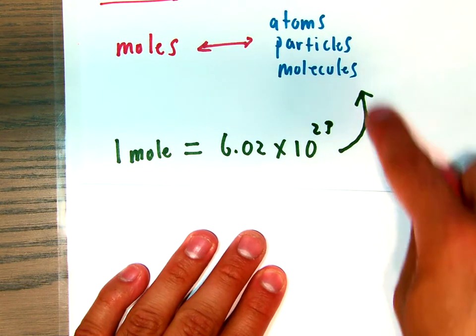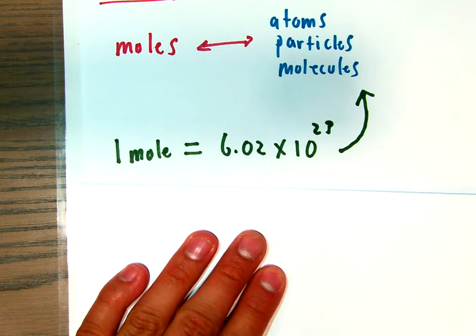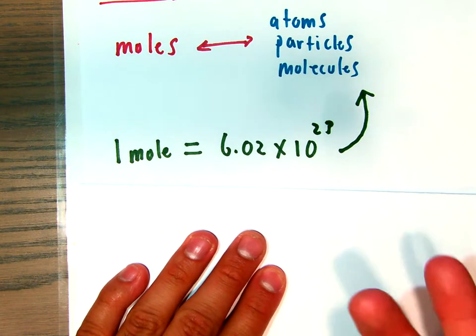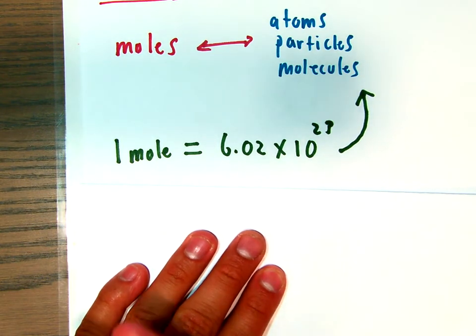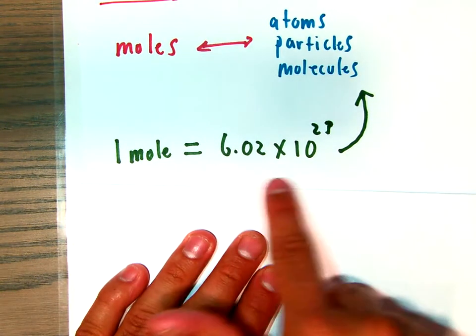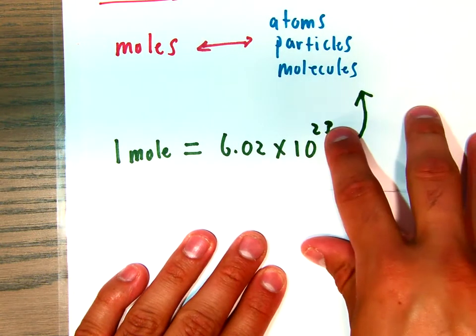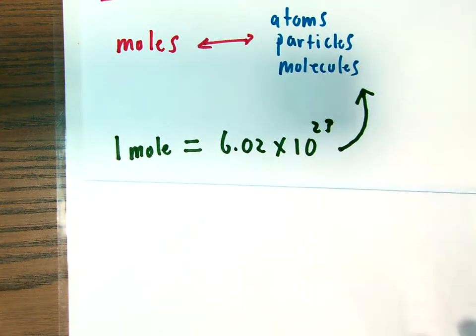It doesn't matter what we're talking about, because 1 mole is kind of like a dozen, right? You can have a dozen eggs, that means you have 12 eggs. Or you can have a dozen shoes, that just means you have 12 shoes. So it's just a unit that means this amount, and it could be any of these. Okay, so let's see how we're going to use this for today's problems.